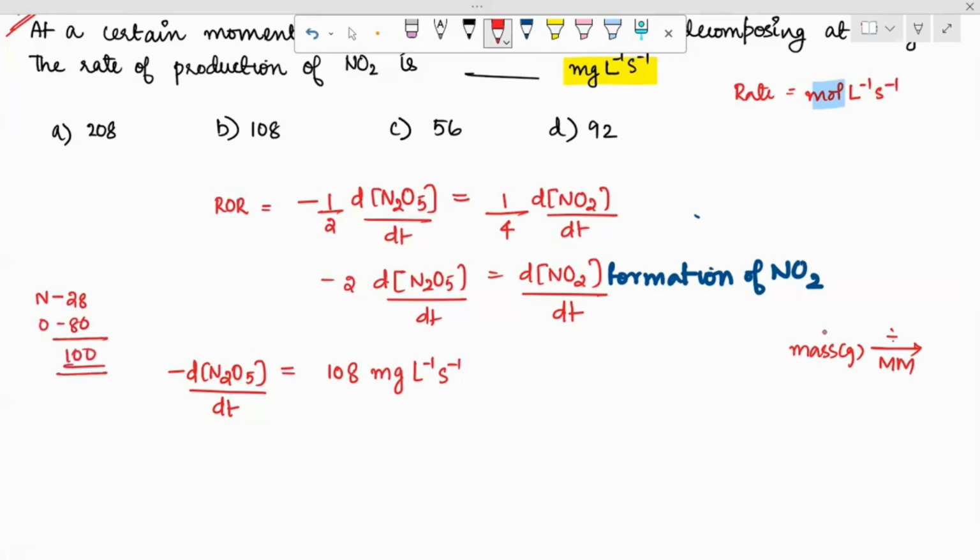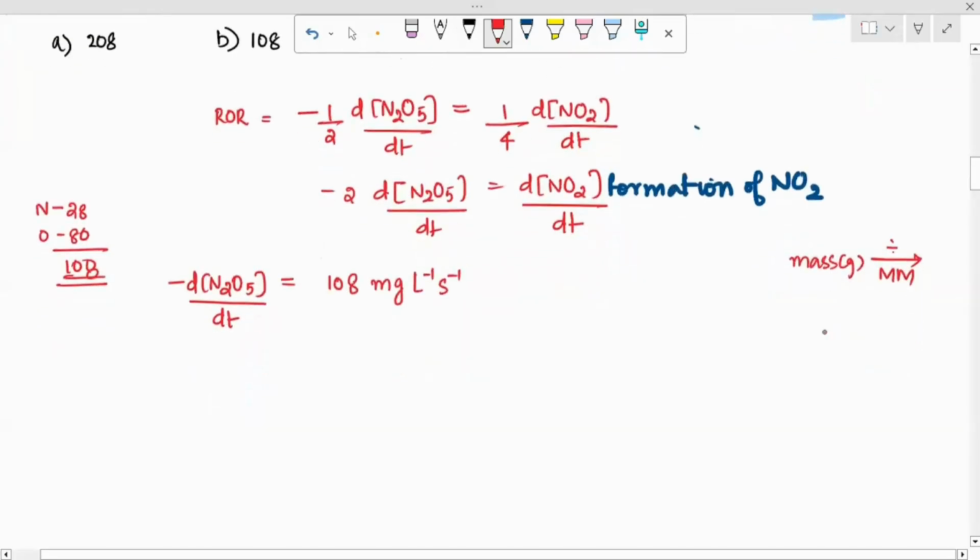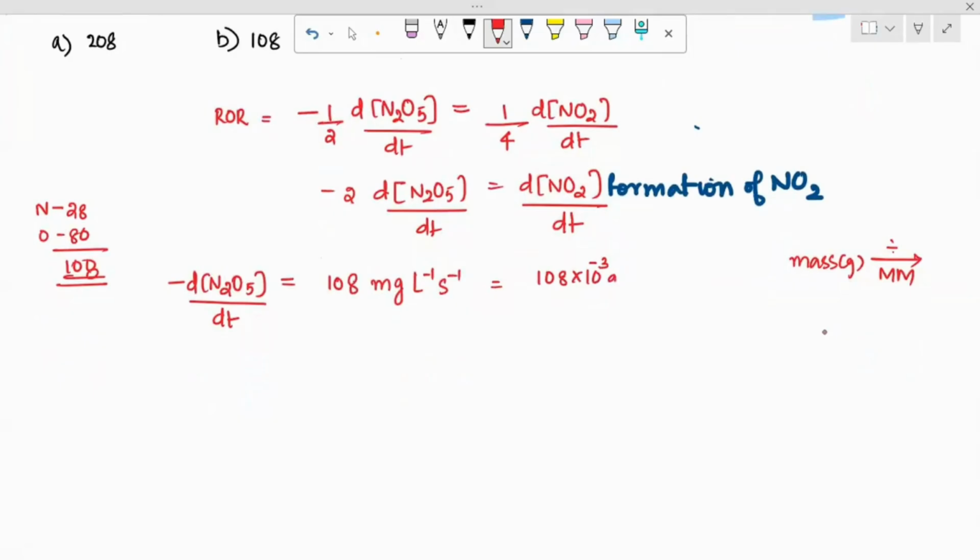It's 108. Beautiful. 108. Okay. So we need to convert this to grams first of all. So 108 into grams is equal to 108 into 10 to the power minus 3 grams per liter per second divided by 108, its molecular weight, correct? Grams per mole.